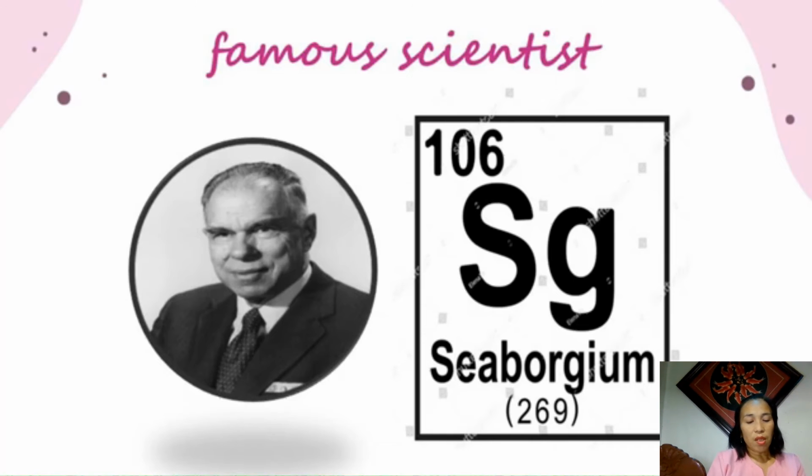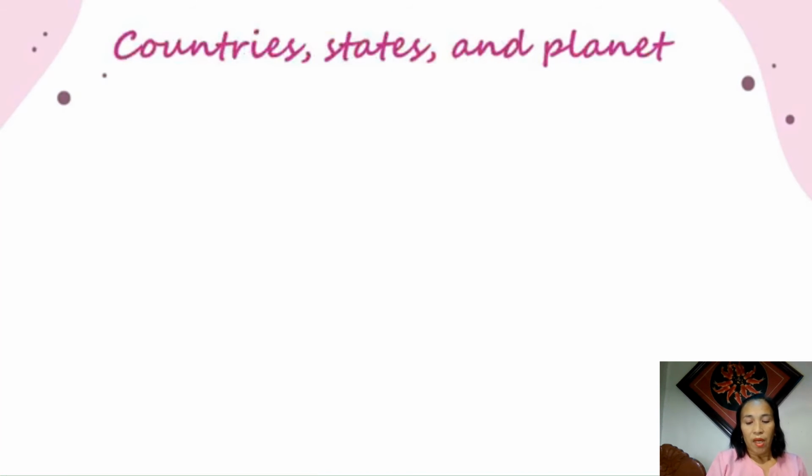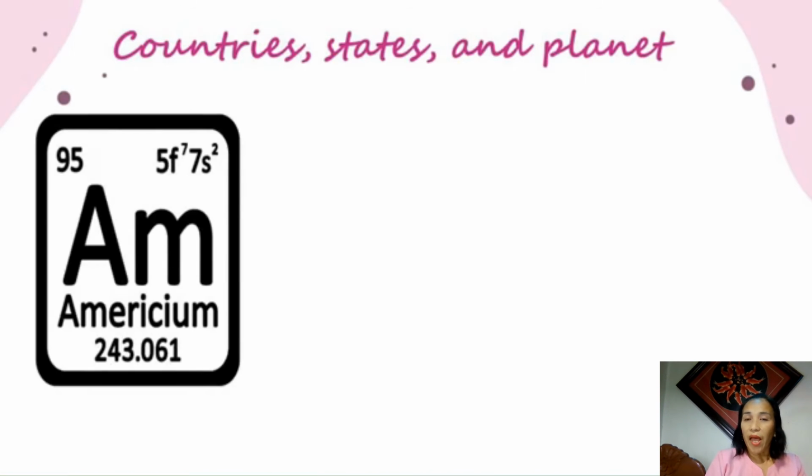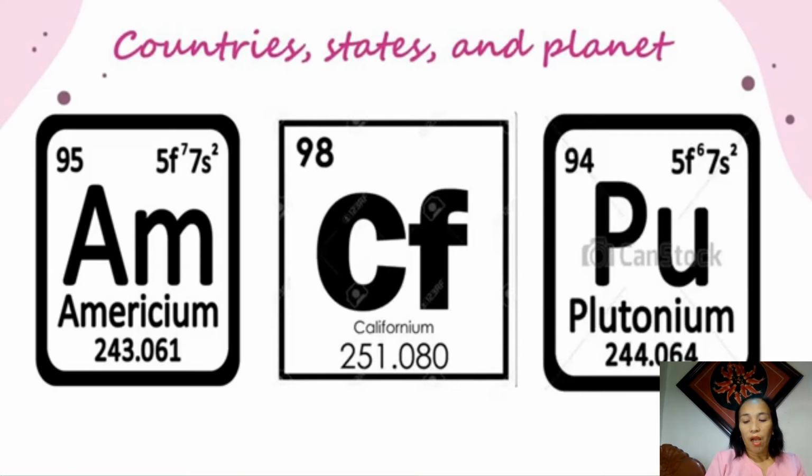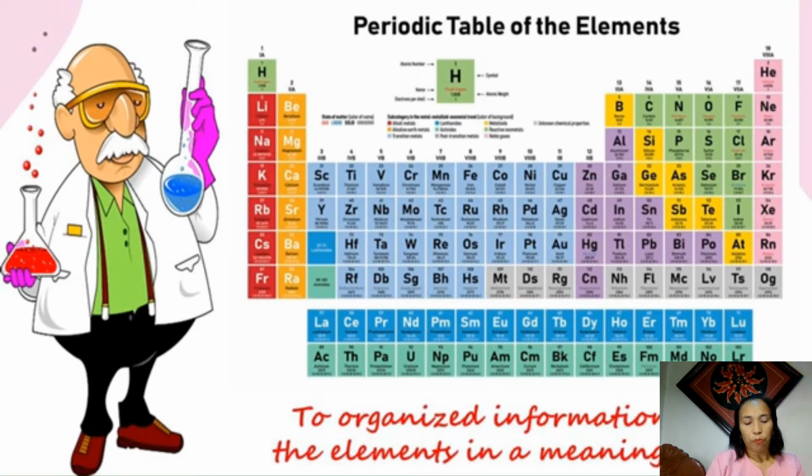One of the most recent elements, the 106th element discovered, is named seaborgium, after the American chemist and Nobel Prize winner Glenn Seaborg. There are also elements whose names were derived from countries, states, and planets, such as americium for America, californium for California, and plutonium from what was then a known planet, Pluto.